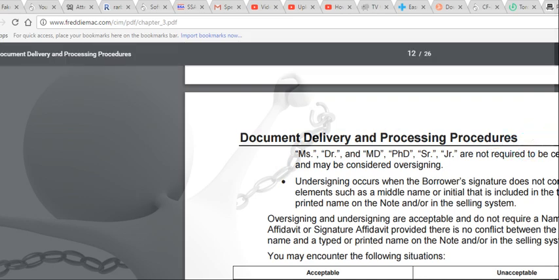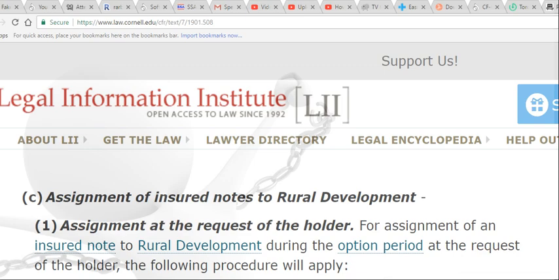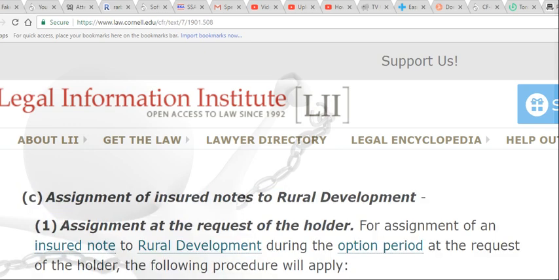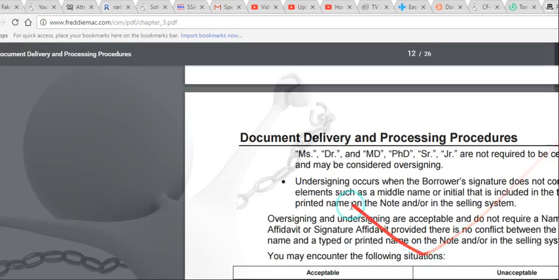Oh, by the way, document delivery and processing procedure. Now, I want you, people, pay attention, because many of you are not paying attention. Let me show you what they're doing. The holder will then deliver the endorsed note together with the insurance agreement to the Director of Finance office. You have to deliver the stupid note. It has to be delivered. Pay attention. Document delivery and processing.